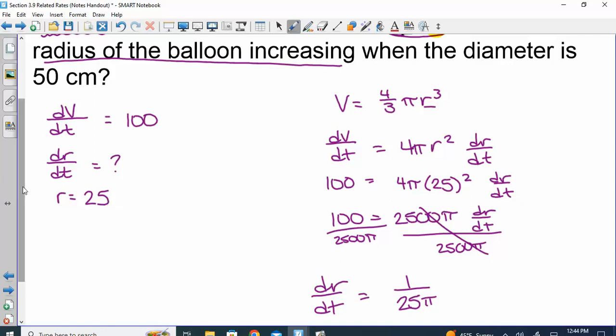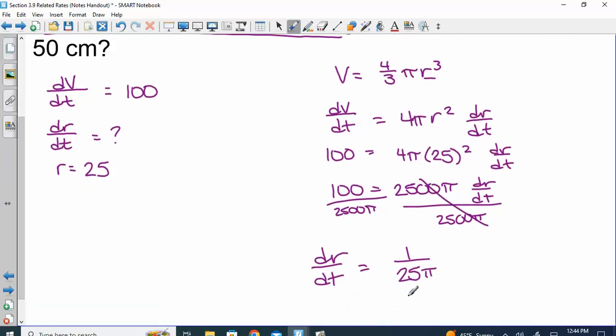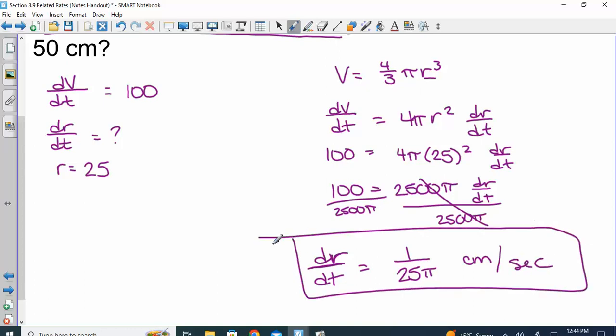I am going to ask you to put units, but your derivative is really going to help you with that. R is the radius. What was the unit on my radius? Centimeters. Per dt, time was in seconds. So my radius is increasing 1/25 pi centimeters per second.